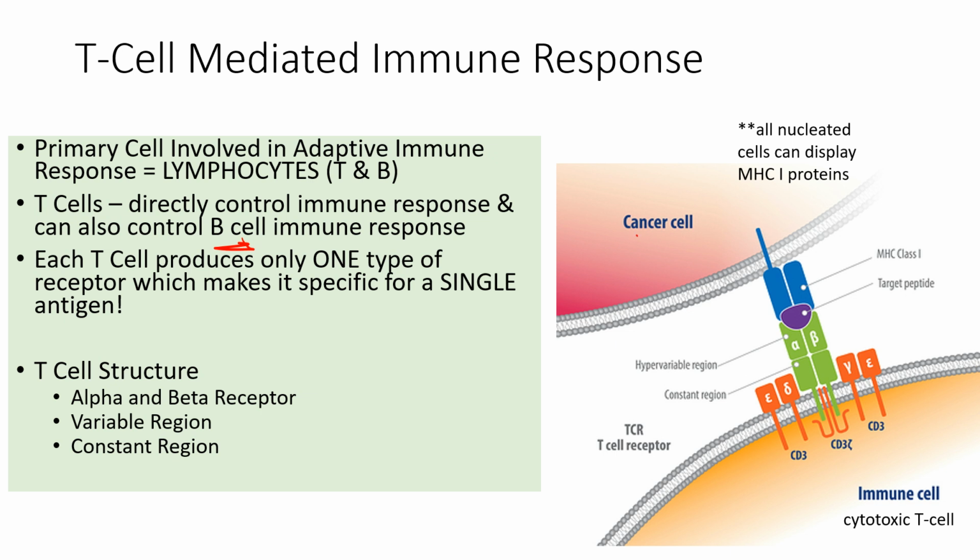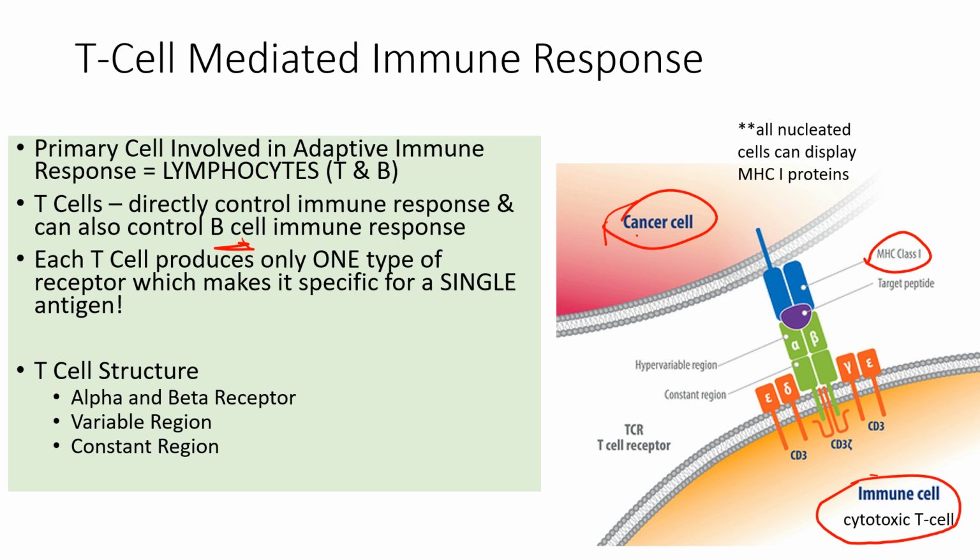So right here in this image, you've got a cancer cell. Remember, any cell in the body can present a major histocompatibility complex 1. Okay, all cells that are nucleated can do that. So this cancer cell could be a skin cell, for example.